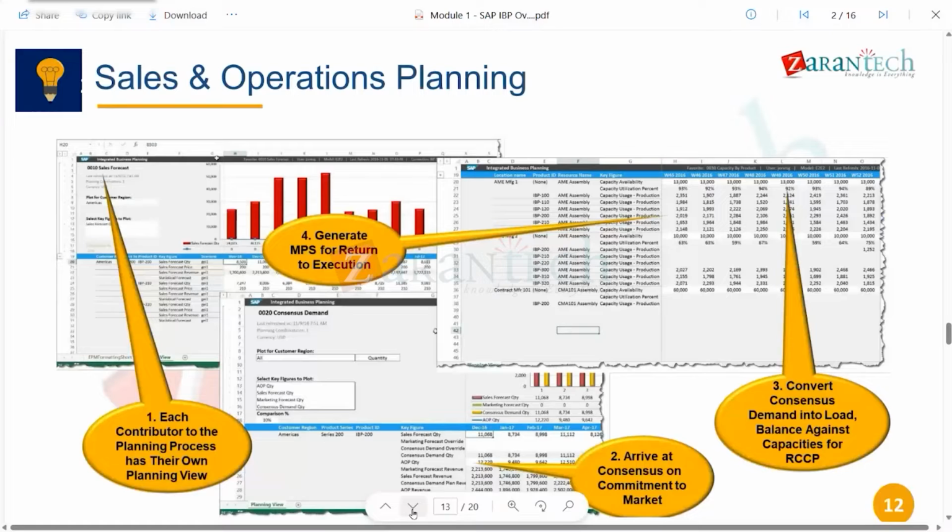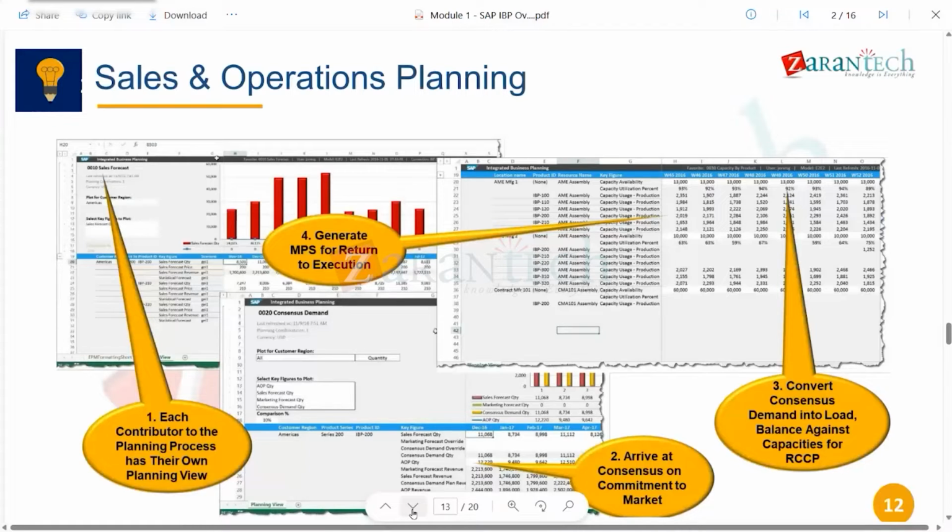Then the next step, you can see here, is to load the consensus forecast into the demand planning tool, and from there it is automatically transmitted to the supply planning tool, whichever tool the organization is following. So at this time, the RCCP, that is the rough cut capacity plan, checks that the capacities are in place. If there are no capacities in place or if there are inadequate capacities, then of course the escalation goes to the management team for the investment or capacity enhancement.